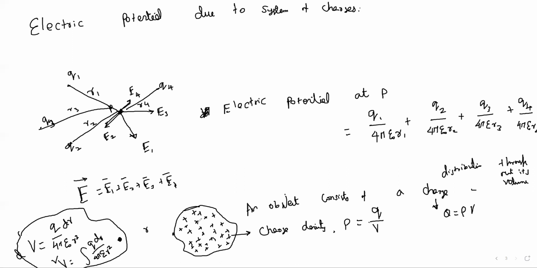We can't find the sum of all the electric potential present at each and every point. At each and every point, an infinite number of charges are present. So all put together is called only Q. So we can't find the individual electric potential.